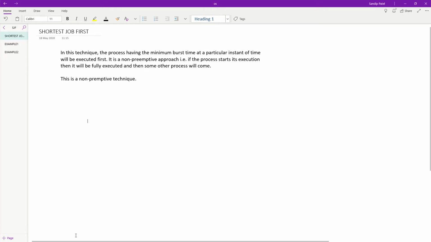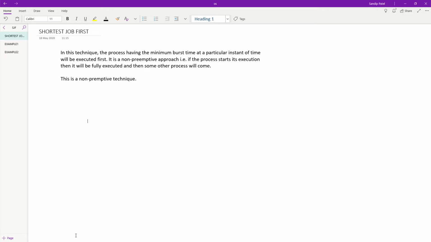Welcome back for the next algorithm after FCFS. The next one is the shortest job first algorithm. Here, the job timing, which is required by the process for execution, is what we will compare. The job time itself is the burst time, right?